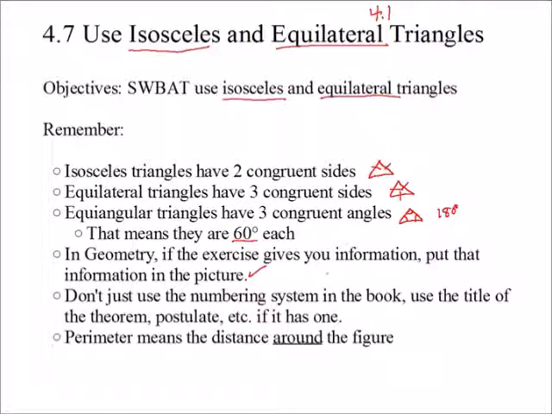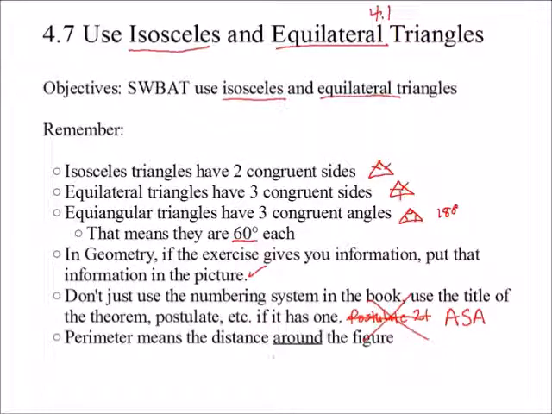The next thing I want to tell you about: don't just use the numbering system in the book. Use the title of the theorem or postulate if it has one. For example, I know a lot of students will put postulate 21. I don't want you to say that. Postulate 21 has a title. Different books use different numbers, so postulate 21 in this book could be postulate 23 in the next book. Give me the title. Give me ASA, which is angle side angle. I don't want the number. I want the actual title.